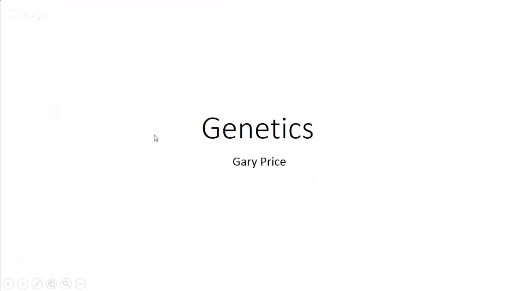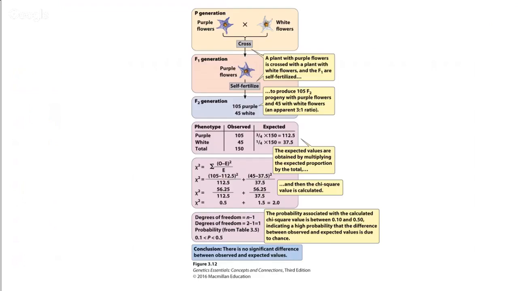Okay, so we're going to talk about a few genetics problems here, and what we're going to be talking about is pedigrees and using the chi-squared to show significant difference between the observed and expected values of the alleles. So let's take this first example that we have. We have a cross between purple flowers and white flowers, just one trait being tested.